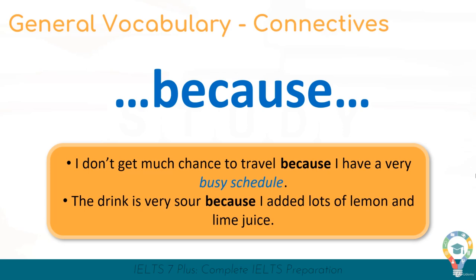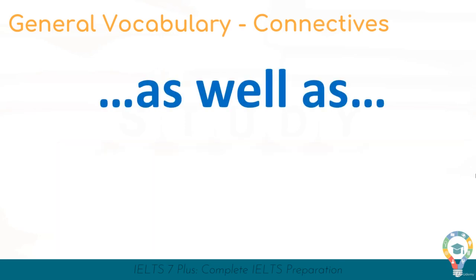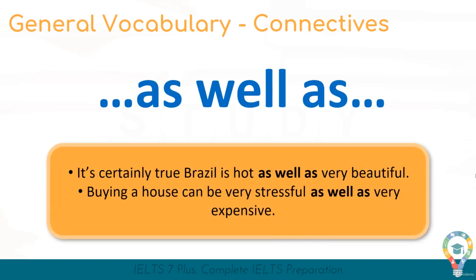Okay, let's move on to the second example. The drink is very sour because I added lots of lemon and lime juice. So there we have some examples for because. And now we'll have a look at as well as. This connective is used to add extra detail in our speaking or writing. It's certainly true, Brazil is hot as well as very beautiful.